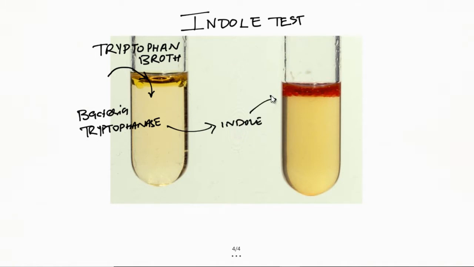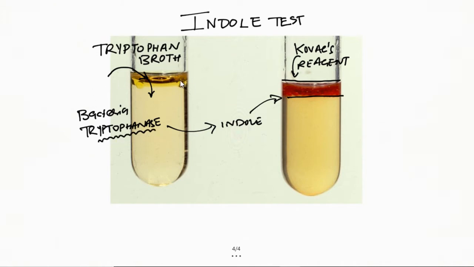And if indole is produced, when you add Kovacs reagent, it will give you a red color ring at the junction of Kovacs reagent and the tryptophan broth. So Kovacs reagent is mainly used to detect the indole, and that indicates that the bacteria has this enzyme tryptophanase.